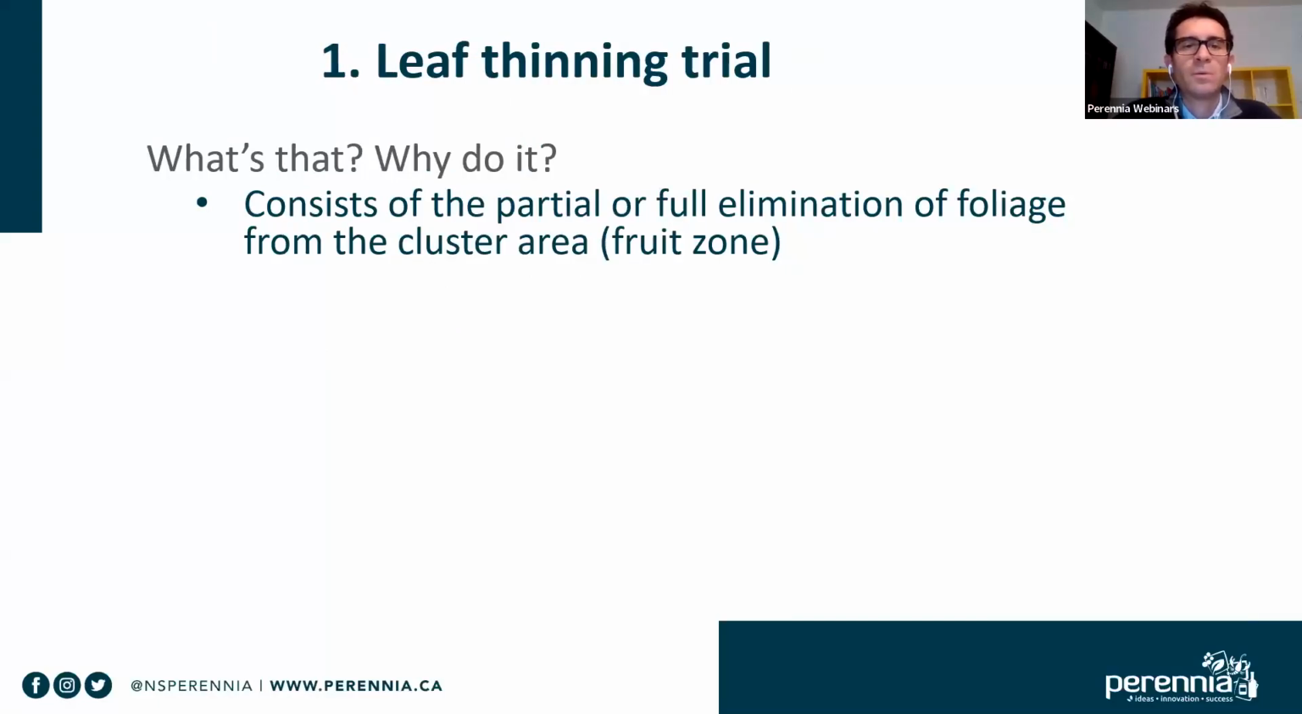So why leaf thinning? What is that and why do it? Well, we have been presenting and mentioning this in the last couple of years through best practices sessions, and it consists of the partial or full elimination of foliage from the cluster area. Which is the cluster area? It's the fruit zone. It's where we have the grapes.